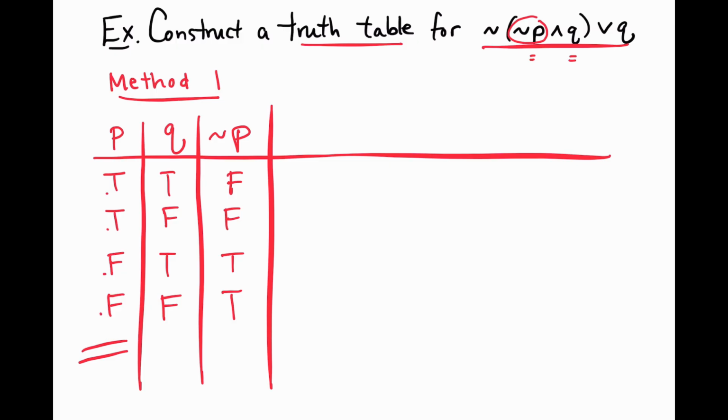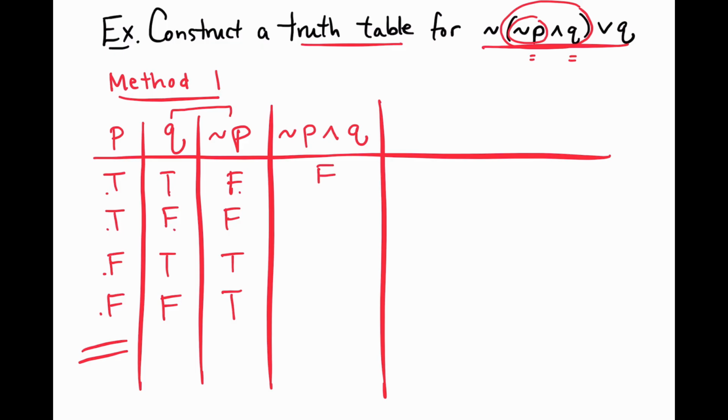And then I'm going to make a column for the part that's in the parentheses. So not P and Q. So I will be looking at the conjunction of these two columns. And we know that a conjunction, true and false, will give me false. False and false, false. Conjunction true and true is true, and a conjunction with a false and a true is false. Okay.